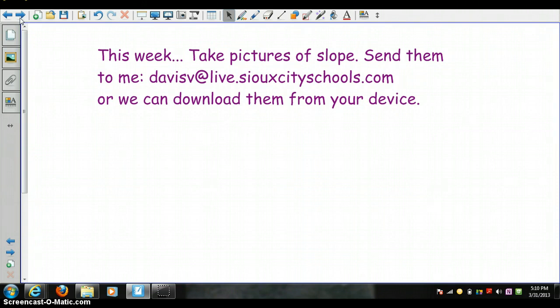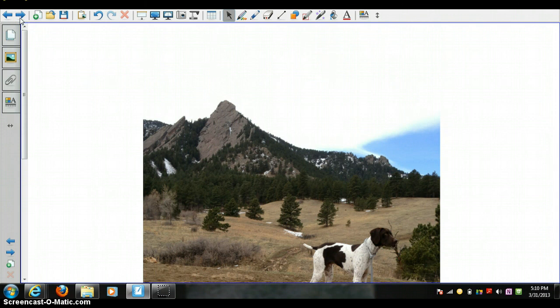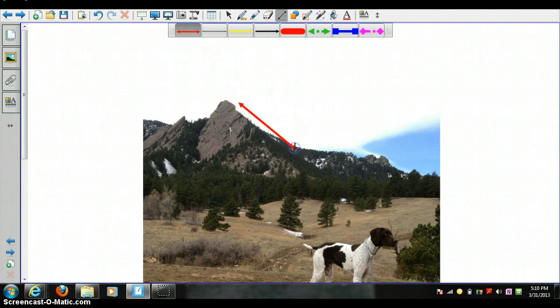Here's an example of my spring break trip. Here's a mountain in Boulder, and just looking at the slope of this mountain, what kind of slope would that be? Well, it's falling from left to right. So the slope of this mountain is a negative slope. So that's what you guys are going to be doing.